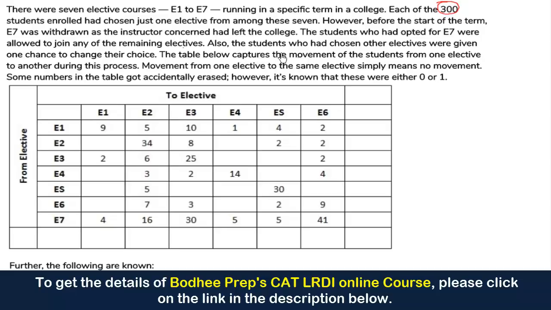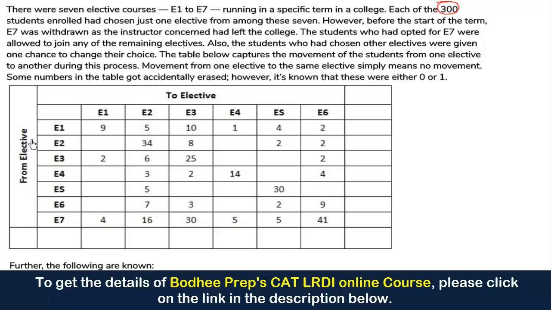Further, it says that the students who had chosen other electives were given one chance to change their choices also. That means it's not necessary that only the students who had taken E7 were given the choice. This choice was made available for all other students who had taken electives from E1 to E7 also, right? Now the table below captures the movement of the students from one elective to another during the process. So let's just focus on the table.